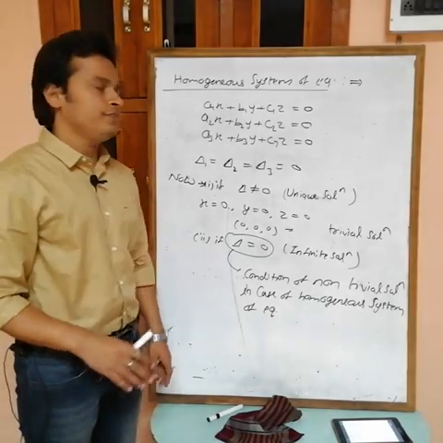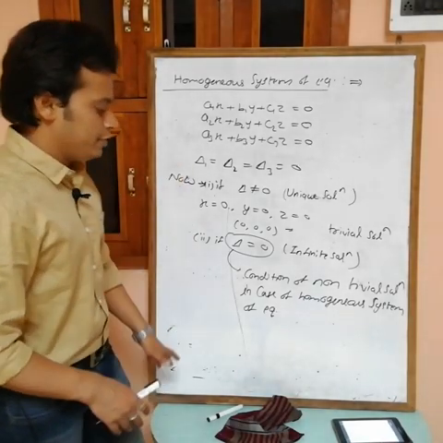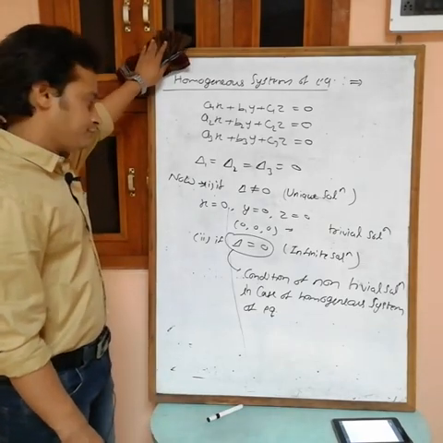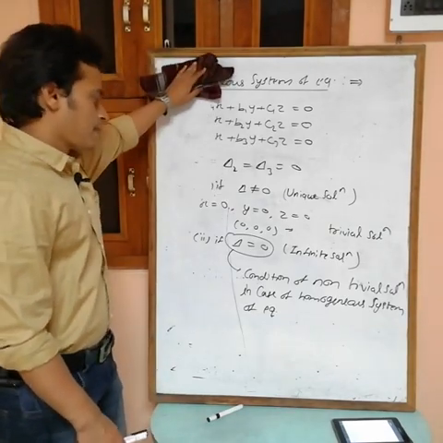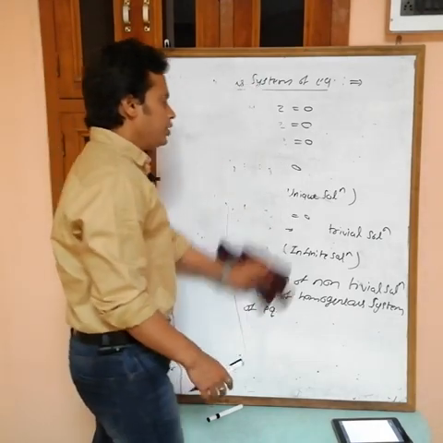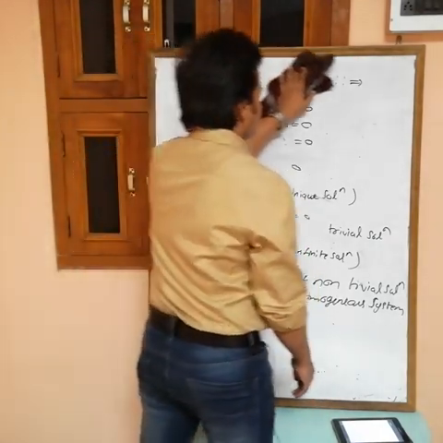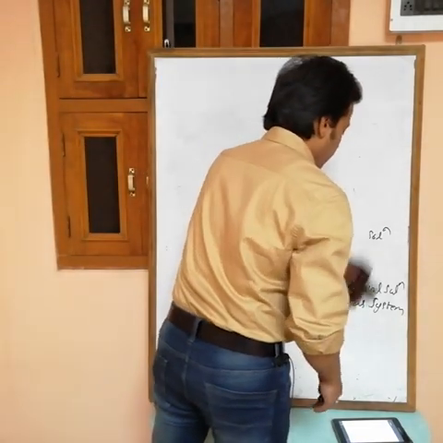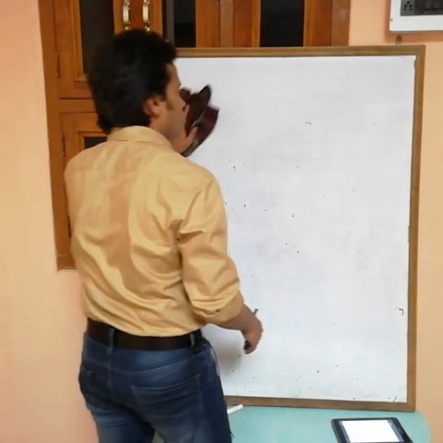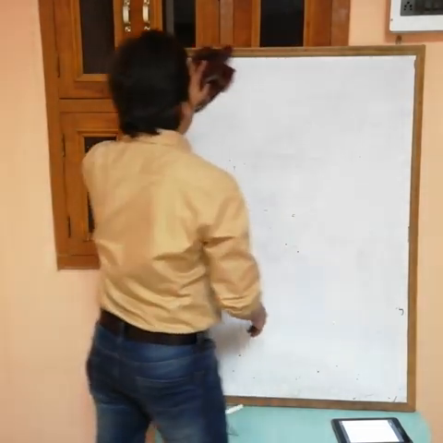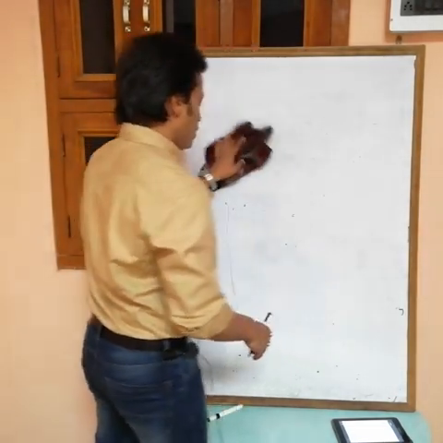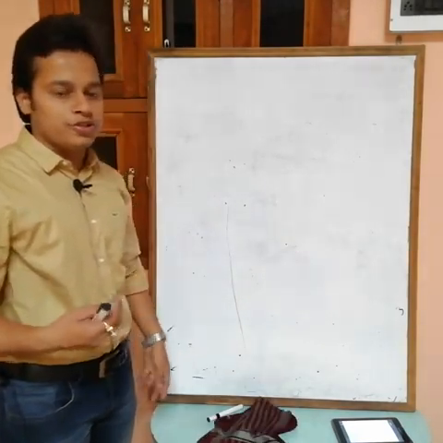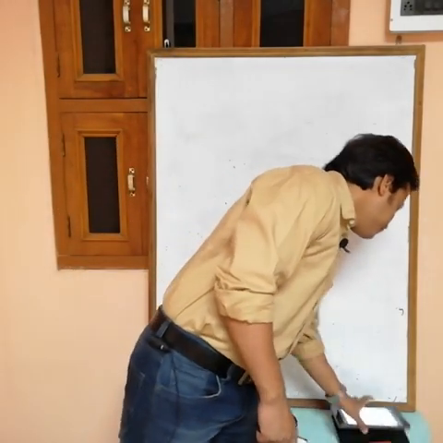Any doubt? No? Thank you. Write down. Now we will take some questions. So remember, in case of a homogeneous system of equations, del equals 0 is the condition of non-trivial solution, because if del is not equal to 0, we have a unique solution, and in case of a unique solution we have only the trivial solution, for a homogeneous system of equations.